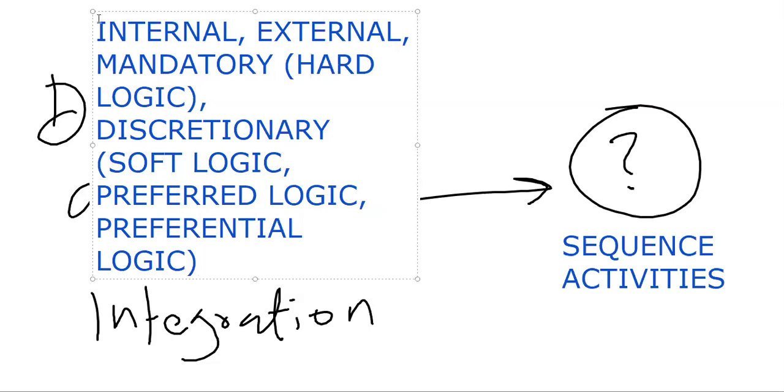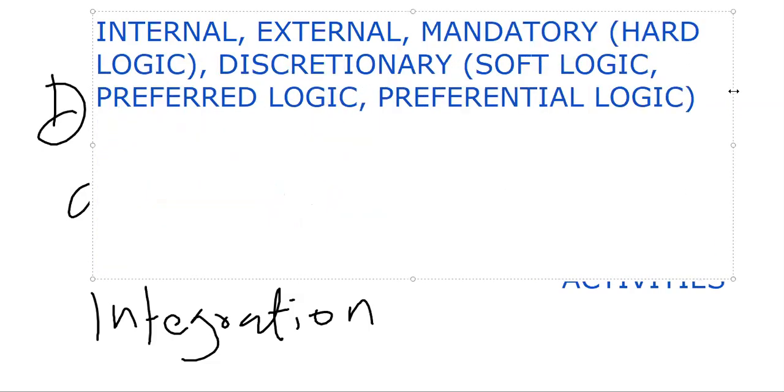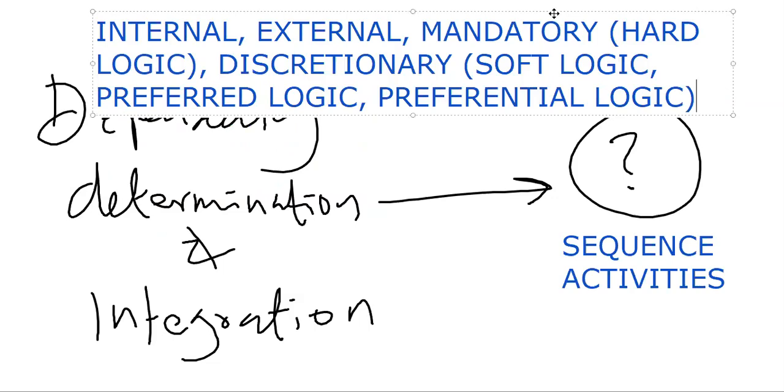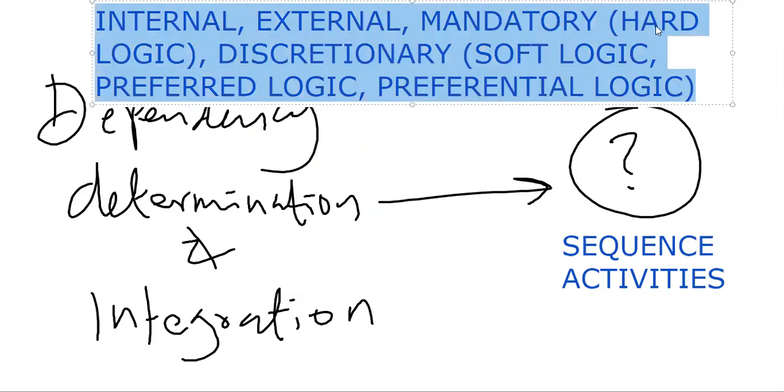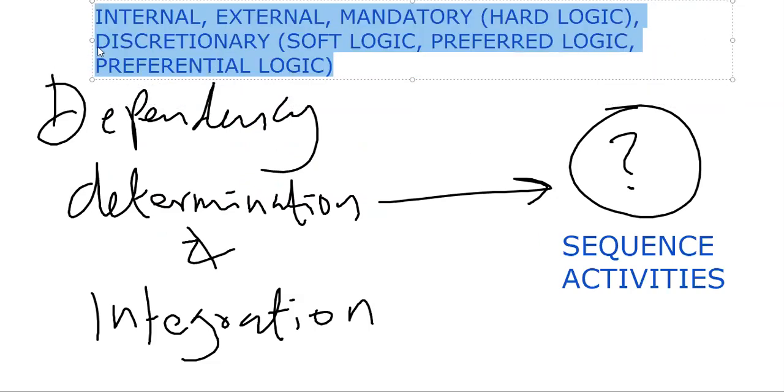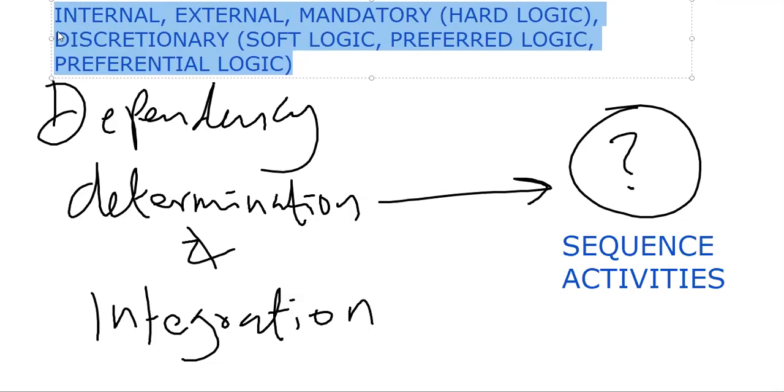So we have internal, external, mandatory, and discretionary. But you got to know the alternate names we call these things. There's the entire list. Internal, external, mandatory, and discretionary. Great. Let's move on.